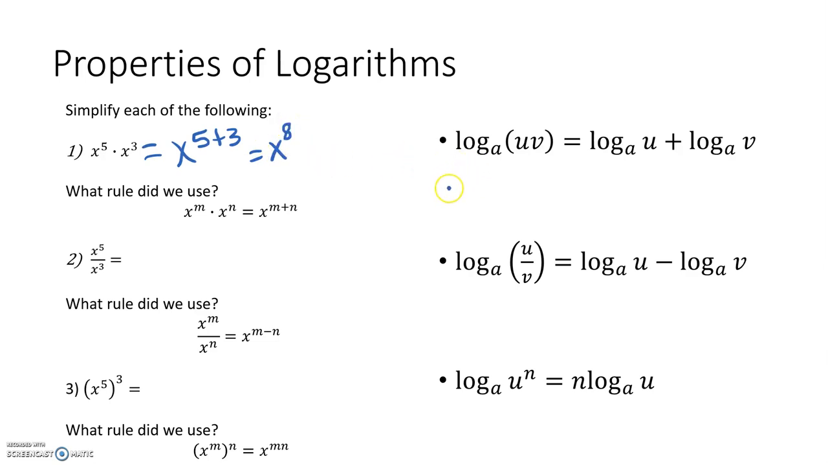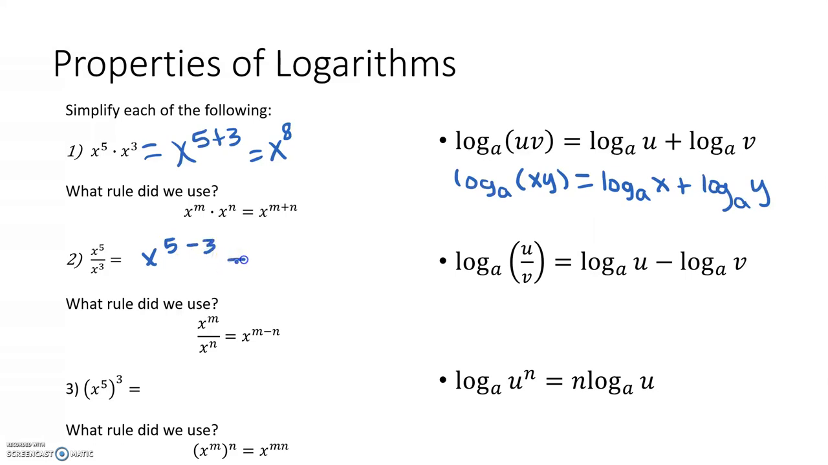Well, the same thing is true for logarithms. When we are multiplying two values, we can separate them to simplify by changing it to addition. Okay, when we were dividing exponents, we subtracted the exponents, as long as the bases were the same. When we are dividing with a logarithm, we change it to subtraction.